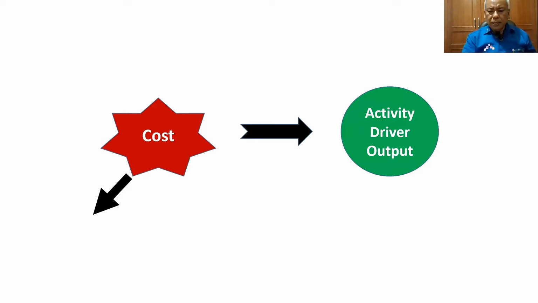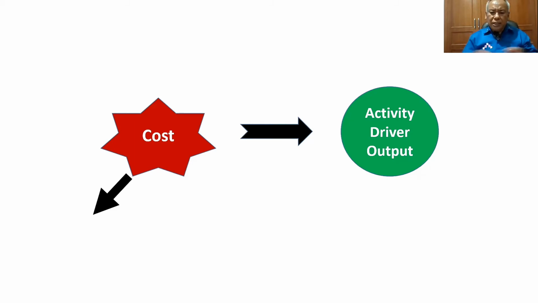For example, in the purchasing activity, the driver can be the number of orders. In setting up machines, for example, the driver can be the number of setups. In production, the driver can be units produced. In cutting, the driver can be machine hours. In assembly, the activity driver can be direct labor hours.